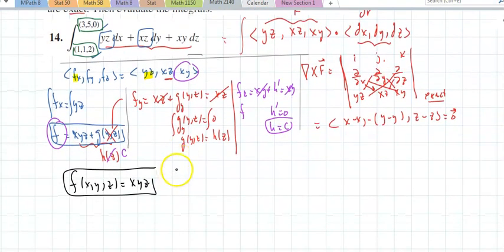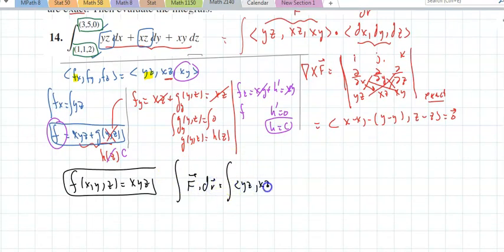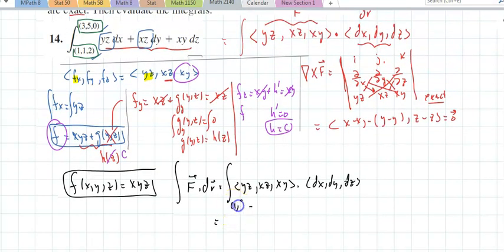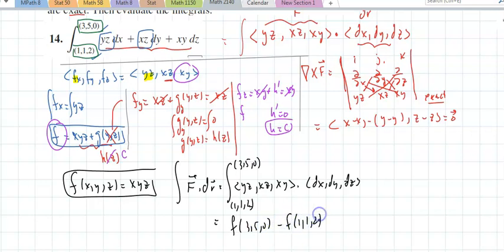Now I'm going to put added things to you. The integral of F dot dr, which is the integral of yz, xz, xy dotted with dx, dy, dz, is going to equal the integral from the point (1,1,2) to (3,5,0) of the gradient of f, which is simply going to equal f of (3,5,0) minus f of (1,1,2).